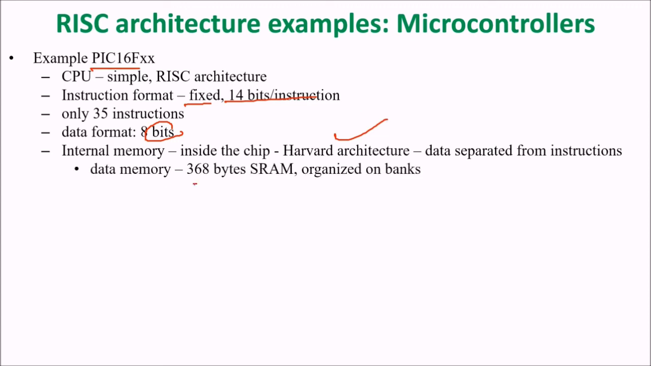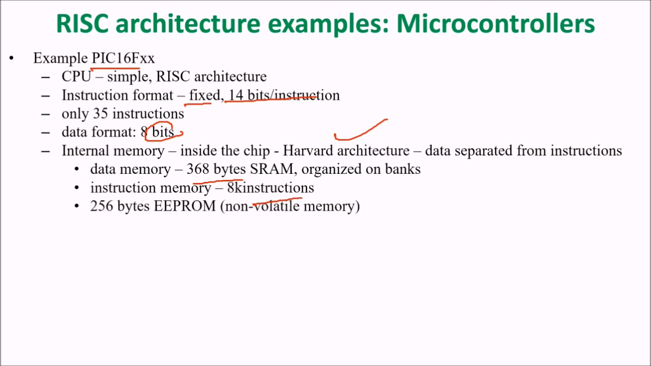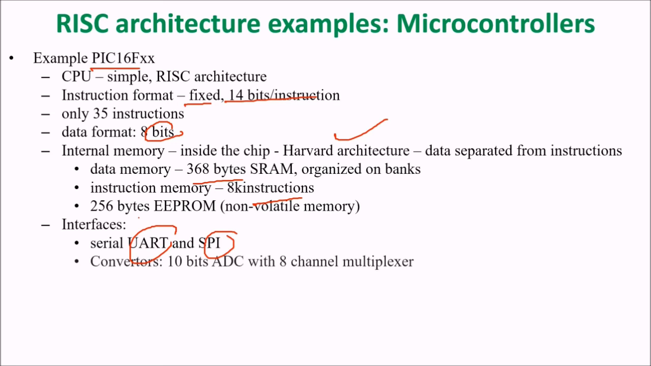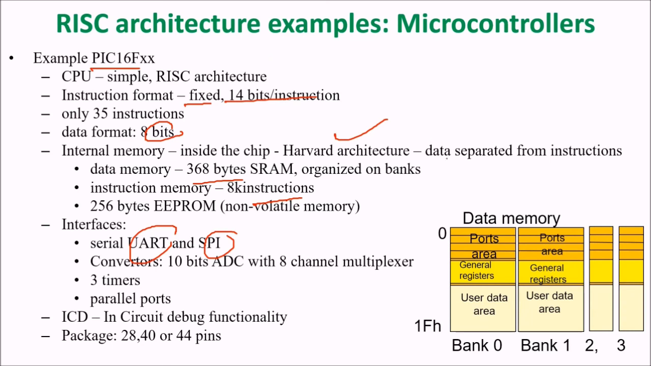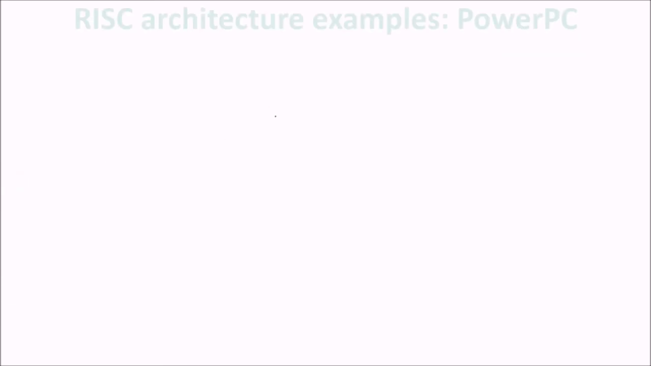The data memory is around 368 bytes of RAM organized in banks. And instruction memory, 8 kilo instructions. 256 bytes EEPROM, non-volatile memory. The interfaces are serial UART and SPI. The converters are 10 bits ADC with 8 channel multiplexer, 3 timers, parallel ports, in-circuit debug functionality, packages up to 28, 40, 44 pins. This is the data memory, the ports area, the port general purpose register, the user data area.